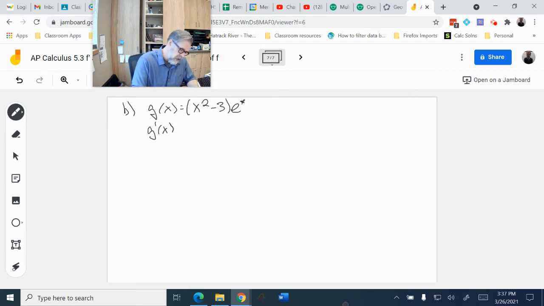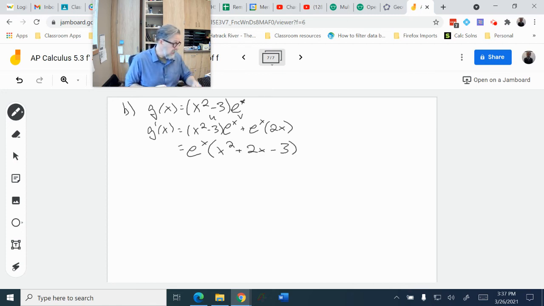g prime of x equals, we'll call this u, we'll call this v, x squared minus 3, derivative of e to the x is e to the x, plus e to the x times the derivative of x squared minus 3, which is 2x. I'm going to factor out an e to the x, and I get e to the x times x squared plus 2x minus 3. Remember, I want to know where the derivative is equal to 0. Well, e to the x is not equal to 0 for any value of x, which means that I'm only interested in when this quadratic is equal to 0.